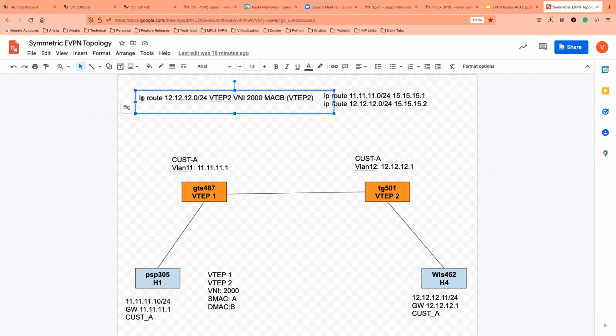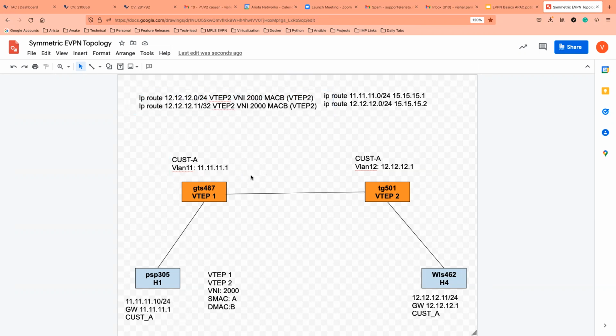In fact, there are two routes that we will generate out of this. In symmetric IRB, it will be like this: one route is for the full subnet, /24, and another will be a /32 route for your last host 4, that is 11/32. So these are the two routes we will generate, based on both type 2 and type 5. That we will discuss later, but this is how it will generate.